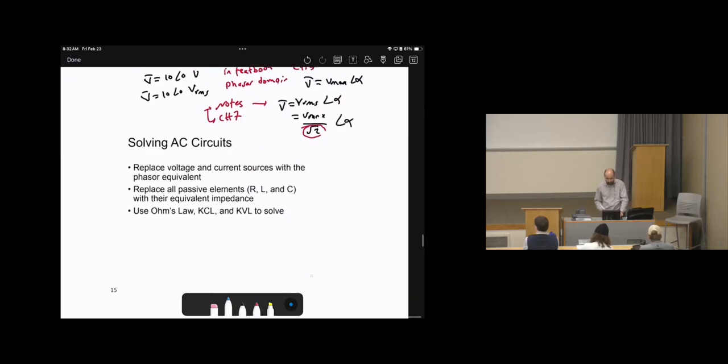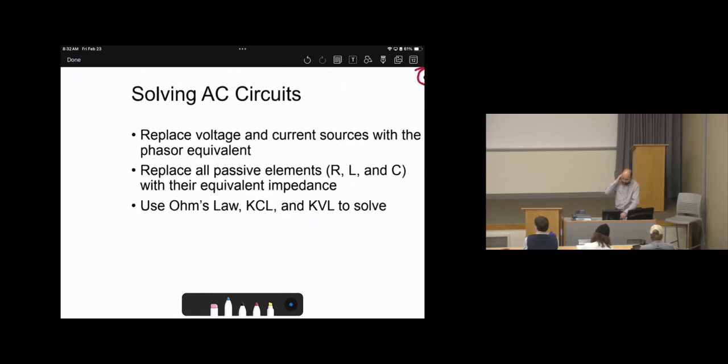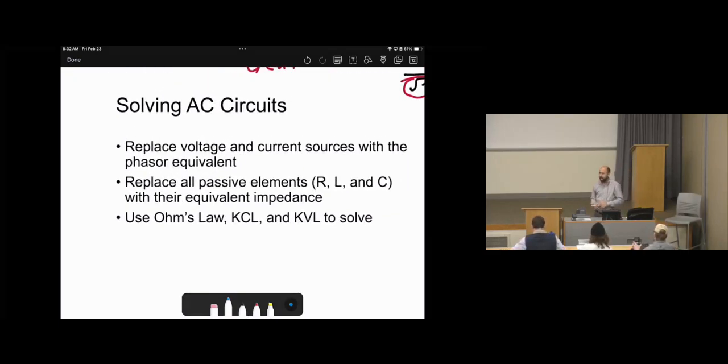Now, let's go to solving AC circuit analysis. How can we solve the AC circuit analysis without the need to use the differential equations? The first step, converting the circuit into phasor domain. So we will start from the sources. Replace every voltage, every current source to phasor equivalence, which is the RMS notation. V RMS angle alpha, I RMS angle beta.